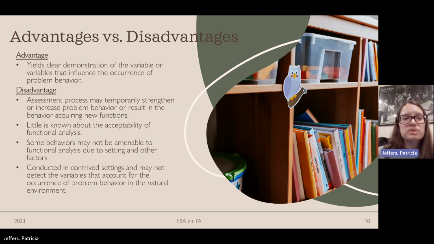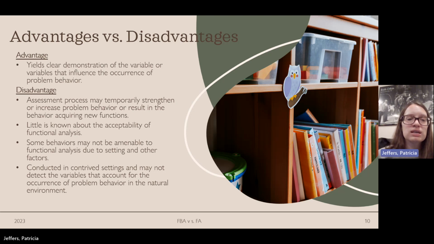Quickly, I would like to review some of the advantages and disadvantages of conducting a functional analysis. An advantage of conducting functional analysis is that it yields clear demonstration of the variable or variables that influence the occurrence of problem behavior. And the disadvantages are that the assessment process may temporarily strengthen or increase problem behavior or result in the behavior acquiring new functions. There is still little known about the acceptability of functional analysis, and some behaviors may not be amenable to functional analysis due to the setting and/or other factors within the environment.